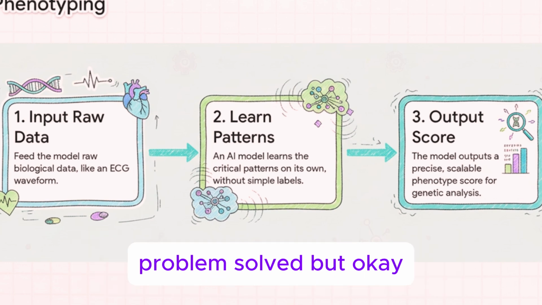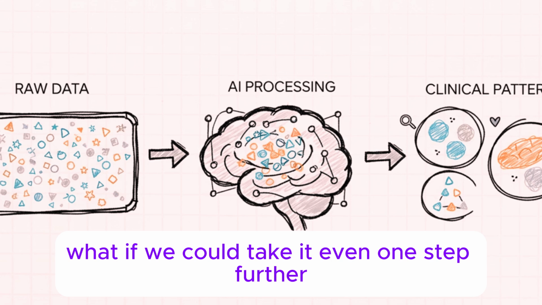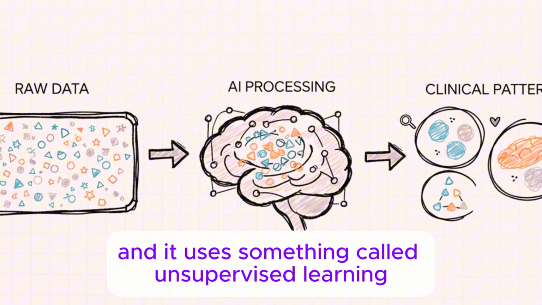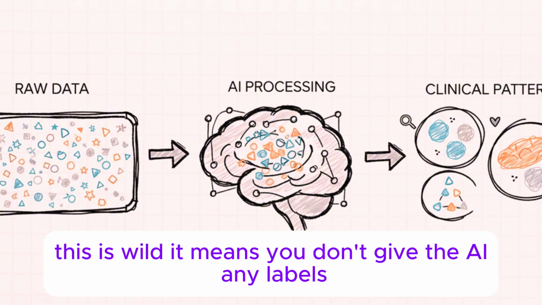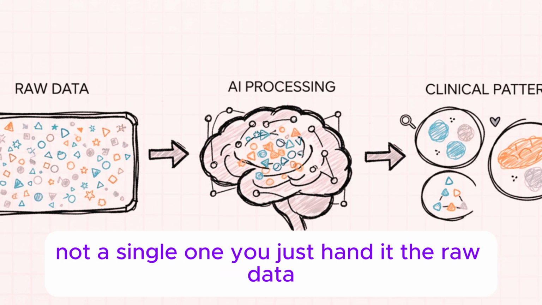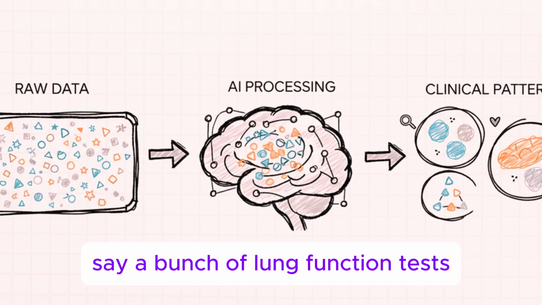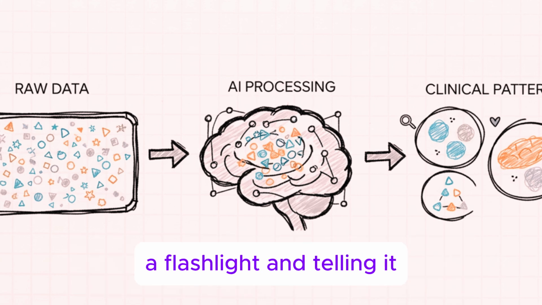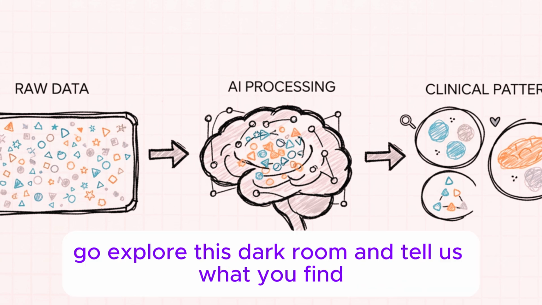Problem solved. But okay, what if we could take it even one step further? This is where a technique called REGLE comes in, and it uses something called unsupervised learning. This is wild. It means you don't give the AI any labels, not a single one. You just hand it the raw data, say a bunch of lung function tests, and it just figures it out. It finds the important patterns all by itself. It's literally like giving the AI a flashlight and telling it, go explore this dark room and tell us what you find.